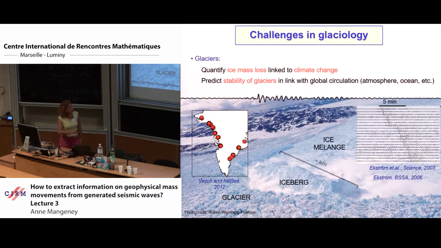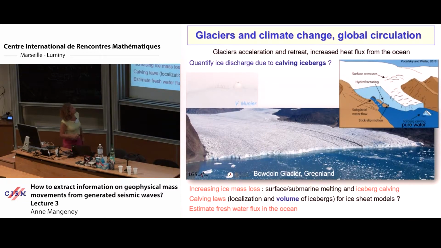And so the first studies were made in 2003, where people were wondering about very strange signals. When they tried to locate these seismic signals, they observed that they were located on the coast of Greenland. And they tried to see what causes these very big earthquakes. And since this first work, there have been a lot of studies of seismic signals generated by glaciers.